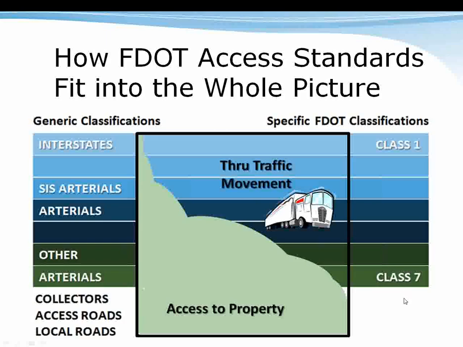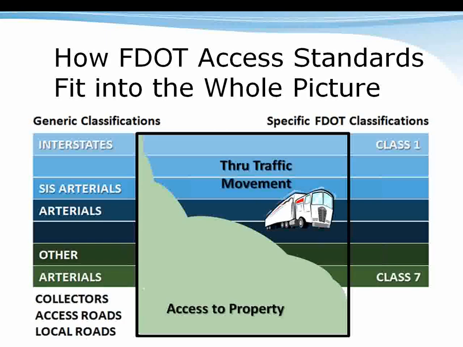This is a diagram that shows that all roads have a balance between its function to serve through traffic and access to property. The classifications of roadways generally go from our freeways, the interstates, all the way down to local roads, the roads that lead up to your house.